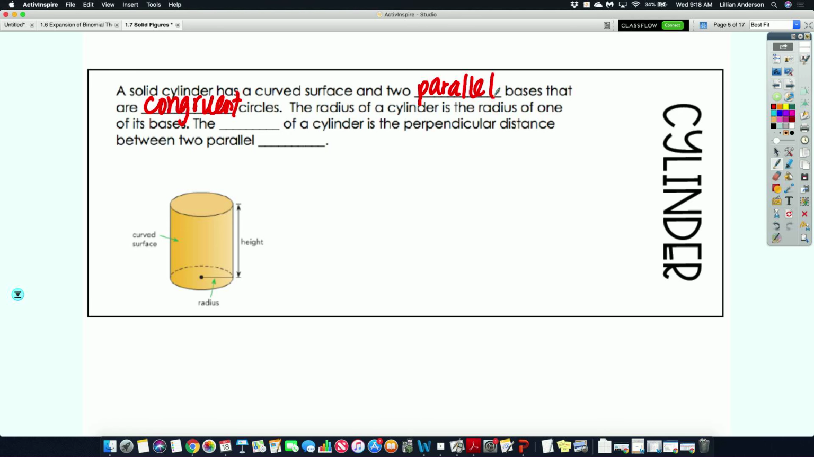What's the only thing that hasn't been talked about in this picture? The height. The height of the cylinder is the perpendicular distance. Perpendicular means what? Intersects to form a 90-degree angle. So the height, which here is on the outside, but the height also goes from one center of the circle to the other center. It does create a 90-degree angle, and it's between the two parallel bases.